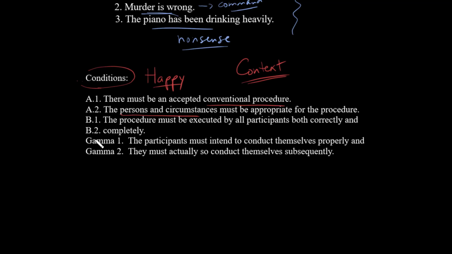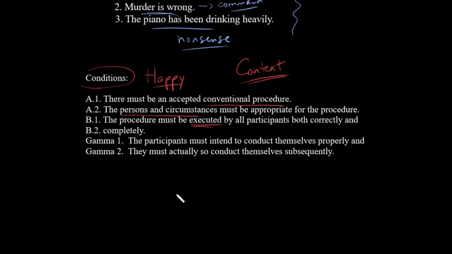B1 and B2 have to do more with the actual execution of the procedure. So A1 and A2 have to do with the context and the circumstances. Is everything in place? And then we perform the procedure. And if we do something wrong, then there's a problem with the execution. Some examples here might be helpful.